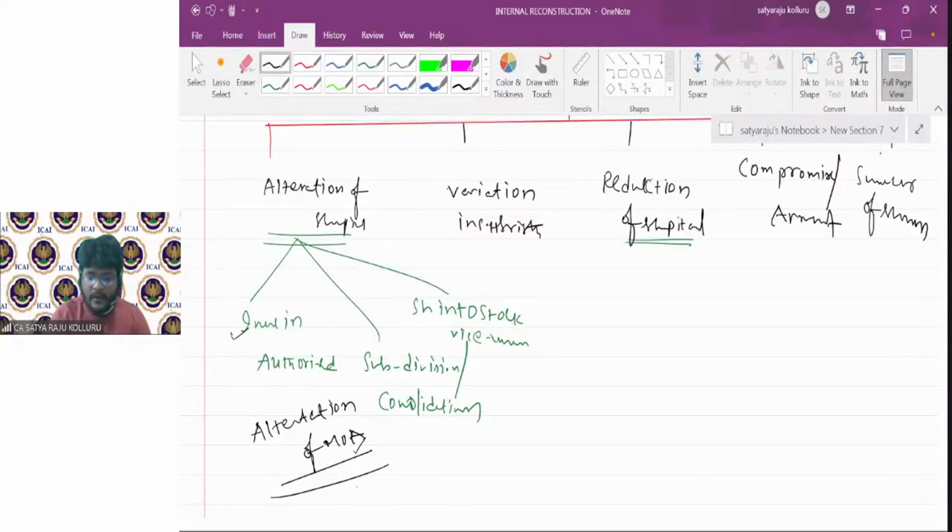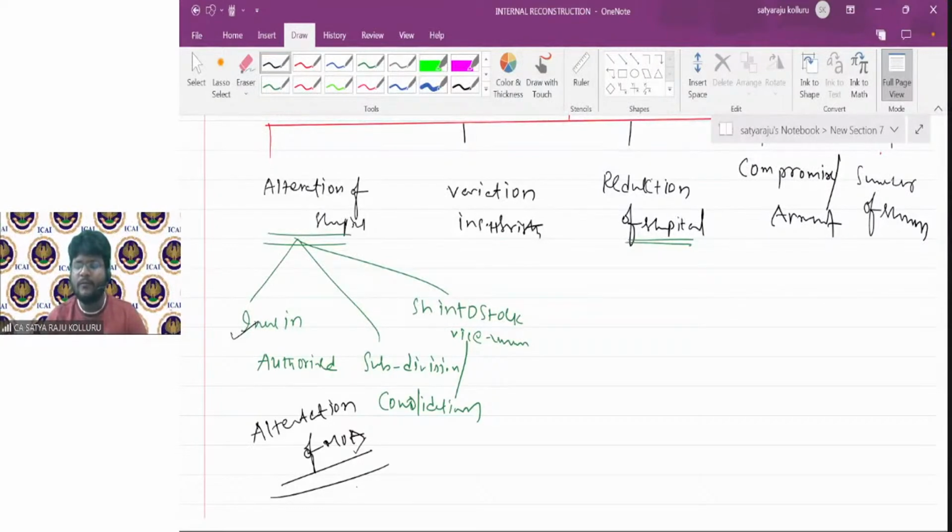Sir, is an increase in authorized share capital also part of internal reconstruction? Yes. Why you are increasing your authorized share capital matters. If the purpose is issuing shares to the various parties, or augmenting the working capital, or getting excess money from the public, and for that purpose you are increasing your authorized share capital, then it forms part of the internal reconstruction.